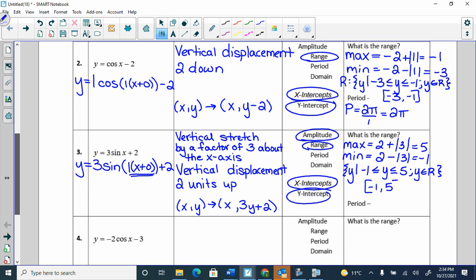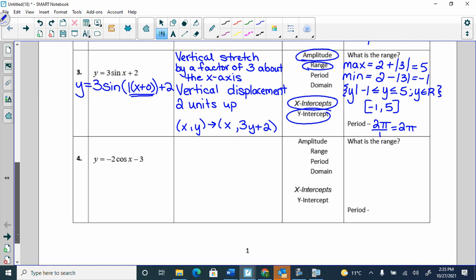What's the period? Did the period change? Did I accordion this thing? Did I pull it out or squish it in? Nope, because there's no horizontal stretch. So what's the period going to be? 2 pi. It'll be 2 pi divided by 1, which is 2 pi. That's the reason why it's not changing. I can show you it with the formula. It's 2 pi divided by b, which is 1. So it's 2 pi. Okay?